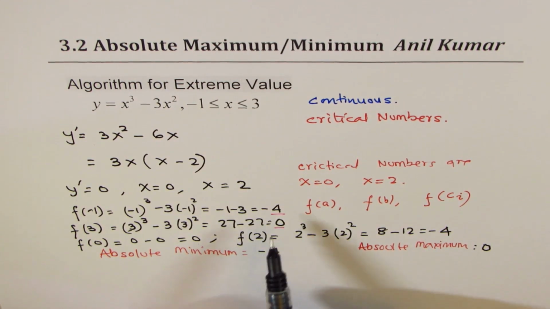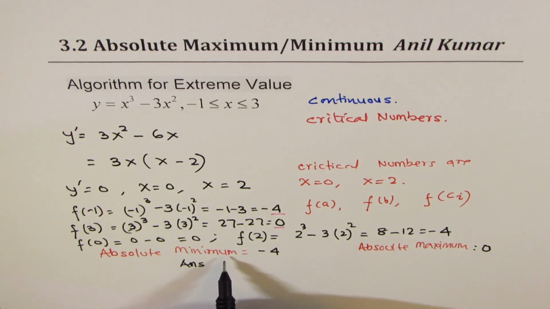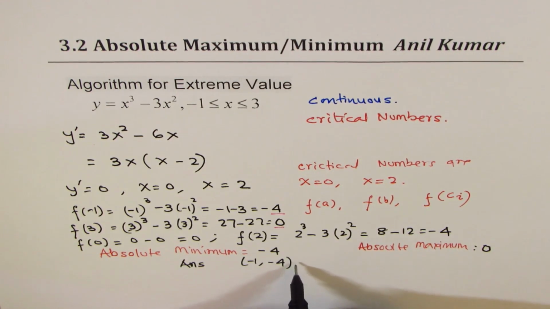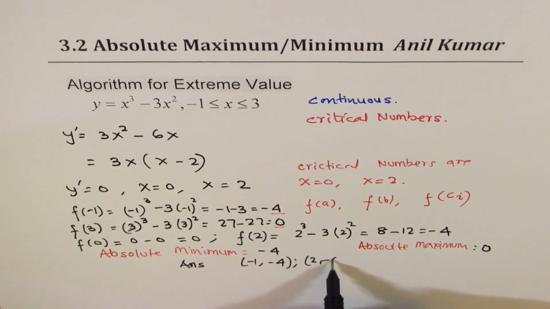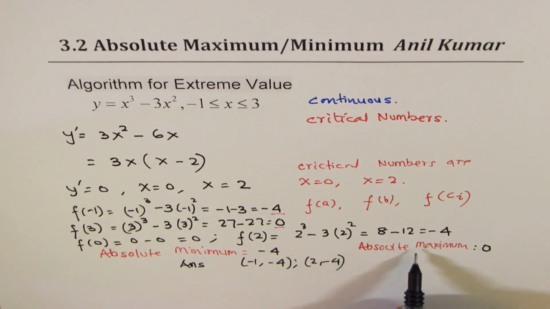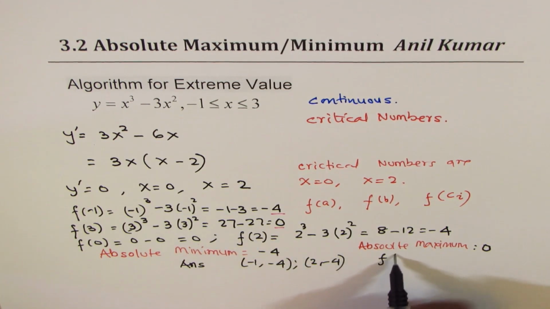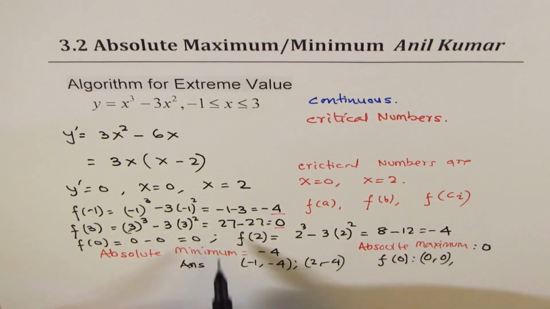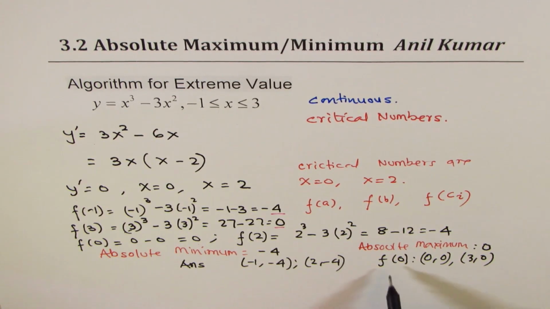However, there are 2 points, right? So the answer will be: for absolute minimum we have 2 points, which are minus 1 and minus 4, and at 2 we again have minus 4, right? As far as absolute maximum is concerned, we have 2 values, which are f of 0, I mean, I should write 0 and 0, and also at 3, which is 3 and 0. So at times you may get more than one answer as I've written here.